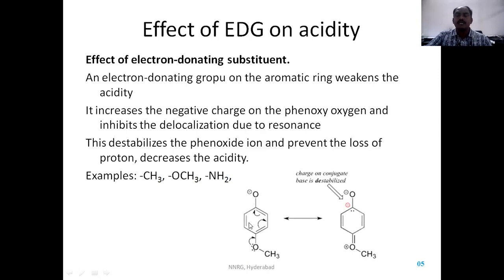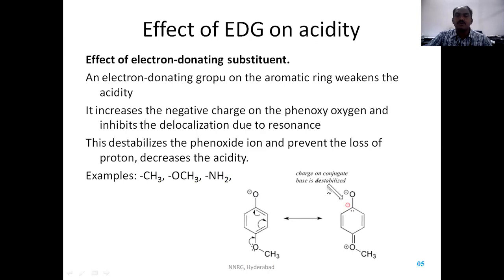When the electron cloud on the aromatic nucleus increases, this will increase the electron cloud on oxygen. Oxygen is more electron rich and stable, so it will not lose the proton very fast. So acidity decreases.